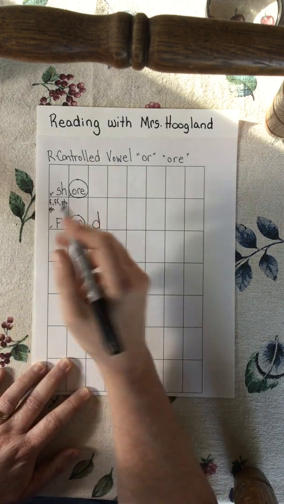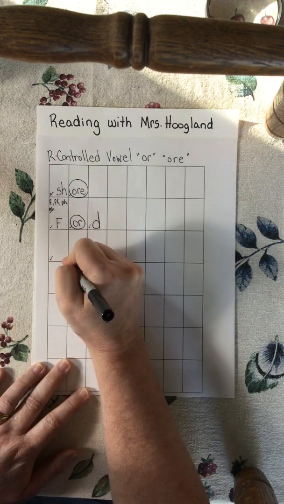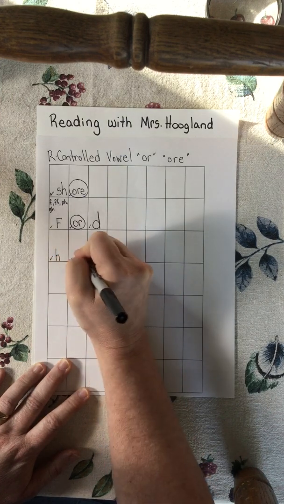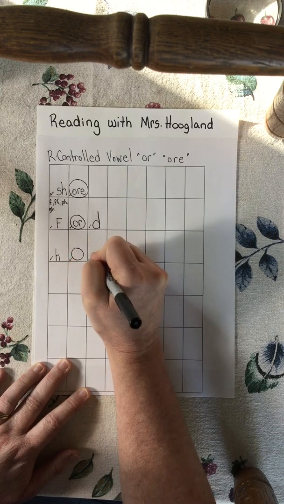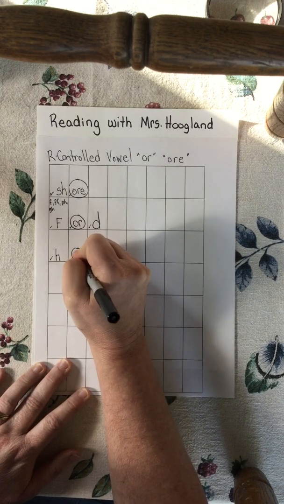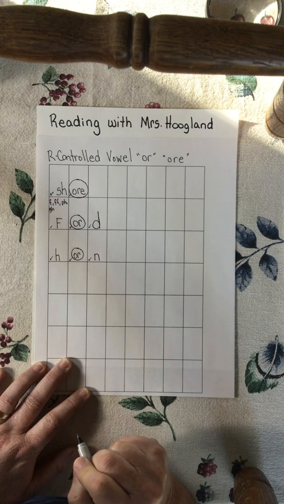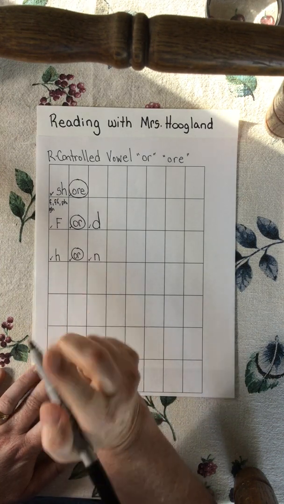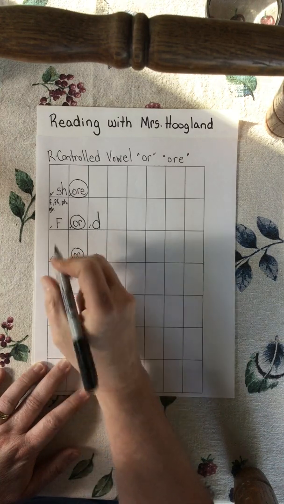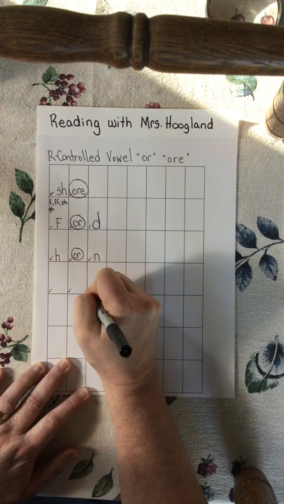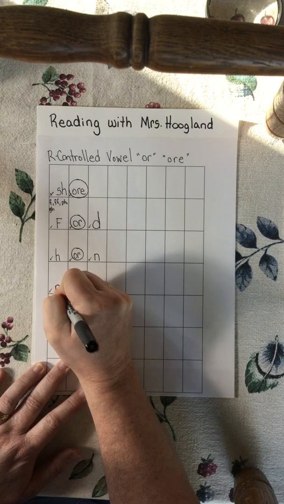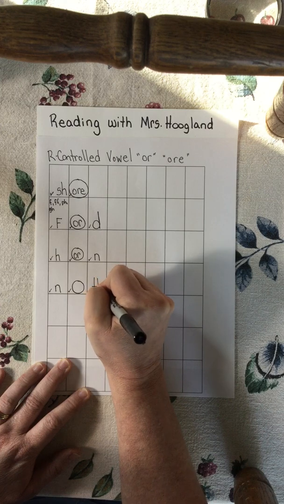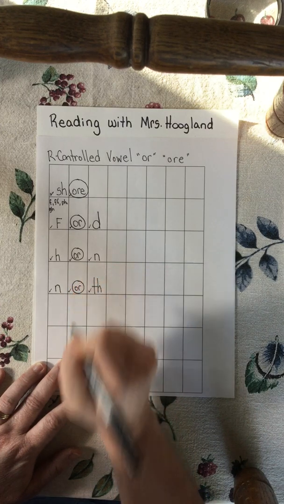The next word is going to be horn. Or. Your student has to be able to hear those R's in there. This is going to be the OR, horn. The next word is going to be north. North. Or, 3 sounds. And this is going to be an OR.